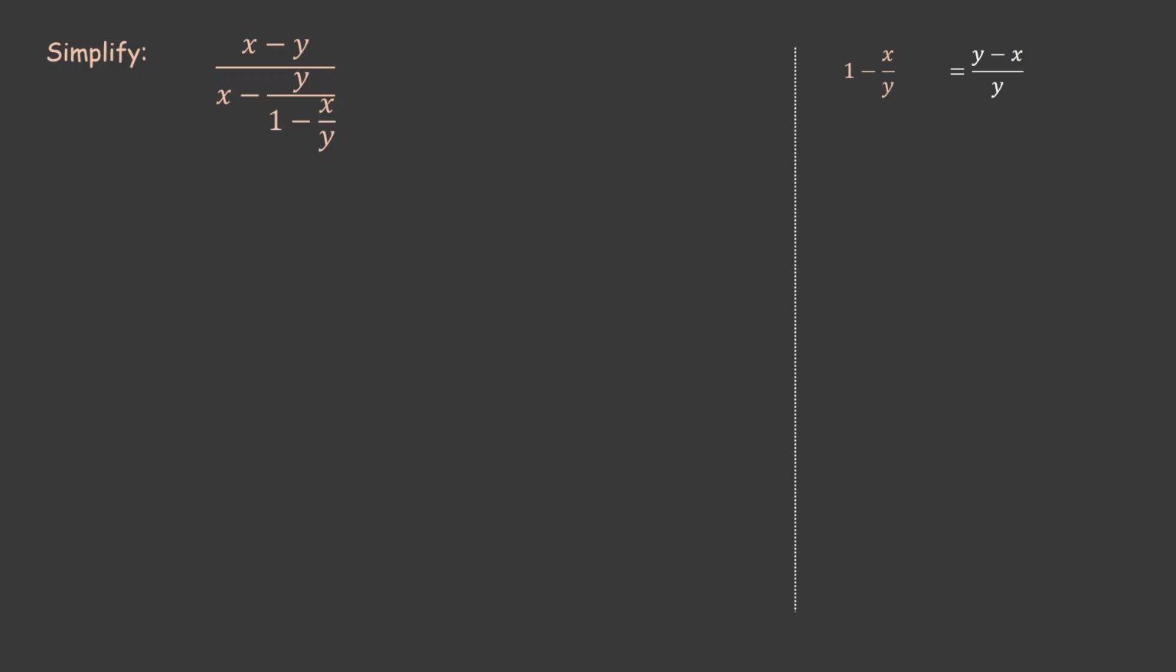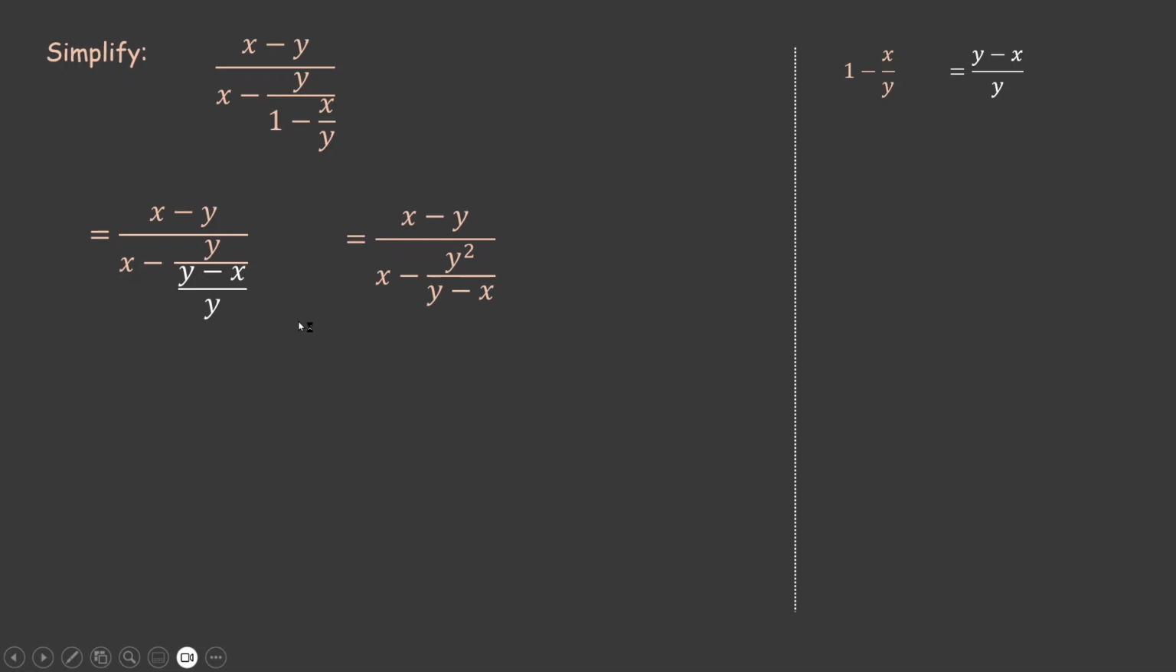Now let us look at one last example. This is x minus y upon x minus y upon 1 minus x upon y. So let's solve this denominator 1 minus x upon y. This is going to be y minus x by y. Let's substitute this expression over here. Now y into y is going to be y square.